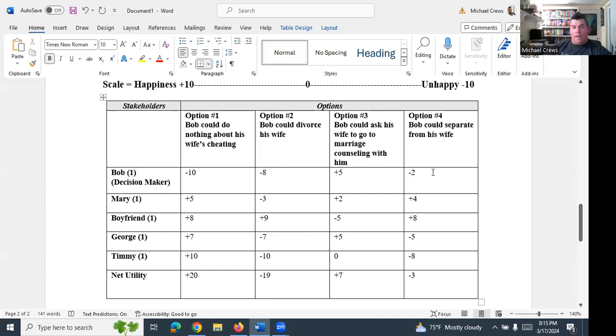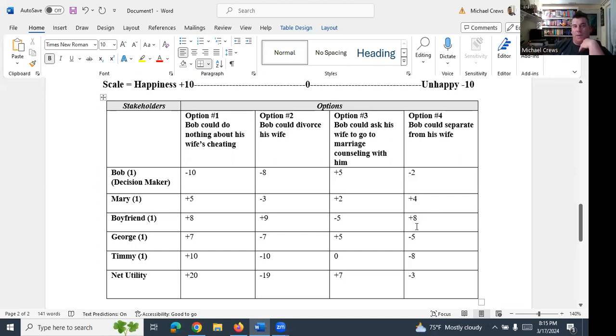Bob could separate from his wife, -2. This one, he's still kind of unhappy because it's unresolved. I think it would probably be the happiest of all the negative options, but it's still a negative option to me. Maybe she's still a little happy because she's still kind of living her life, but this thing's still kind of dangling out there about how that's going to happen.